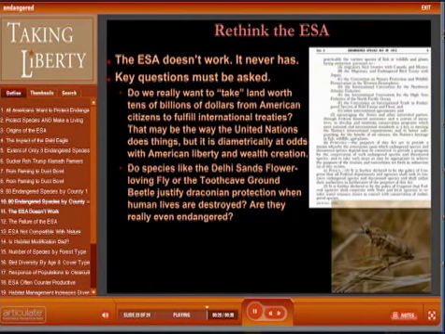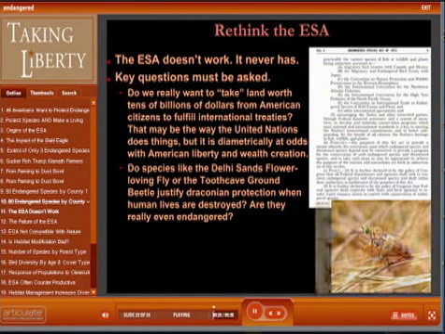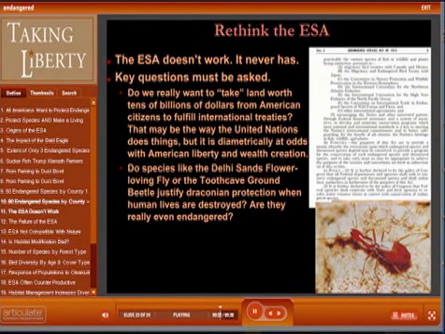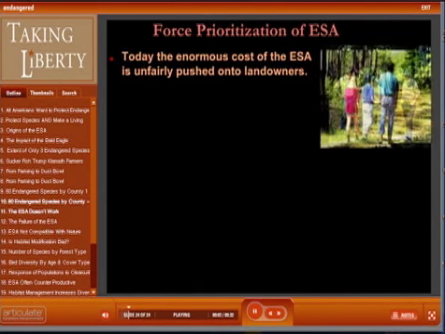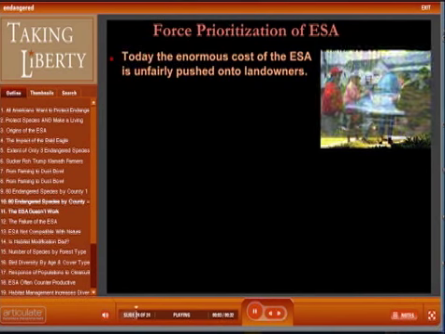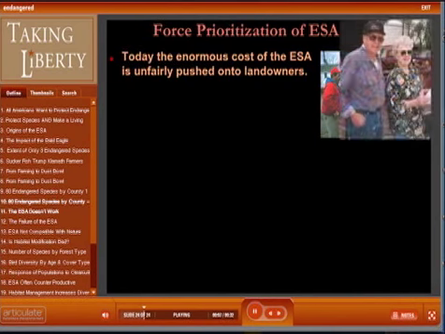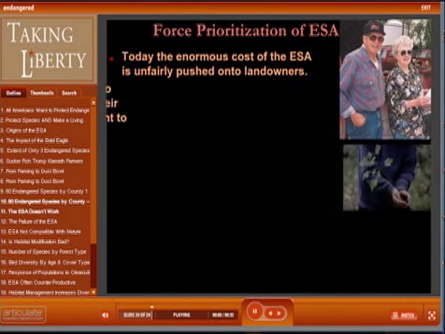Do species like the Delhi Sands flower-loving fly or the tooth cave ground beetle justify draconian protection when human lives are destroyed? Indeed, are they really even endangered? Society created the problem, so they should pay for its solution. Almost the entire cost of protecting endangered species has been forced onto property owners.